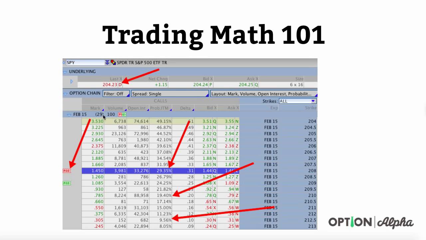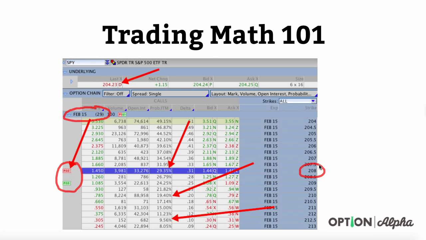Now, in the next month, these are the February contracts. The next month out is February contracts, which are 29 days out. You can see that we are in a position right now where we're selling a spread, or selling options above the market at the 208 strike price.